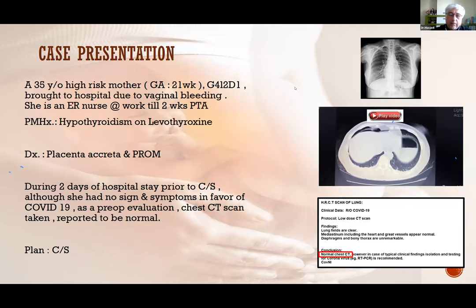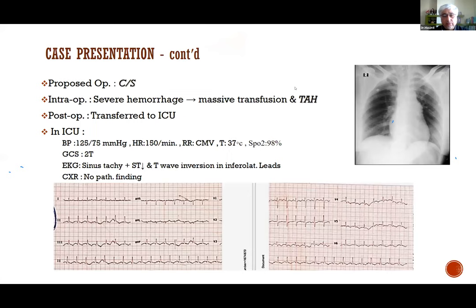Okay, the plan was cesarean section. Intraoperatively, because of severe hemorrhage and massive transfusion, total abdominal hysterectomy was done. Post-operatively, she was transferred to ICU. In ICU, blood pressure was 125 over 75, heart rate 150, she was under controlled mechanical ventilation, afebrile, and saturation by pulse oximetry read 98. GCS was 2 with tube. EKG showed sinus tachycardia, ST depression and T-wave inversion in inferolateral leads, as you see in this EKG. A chest X-ray shows no pathologic finding.